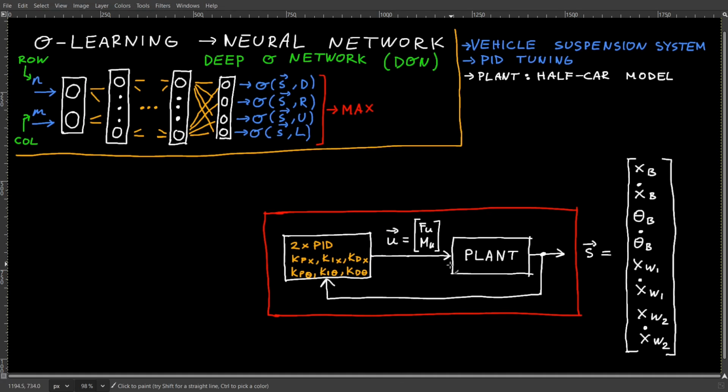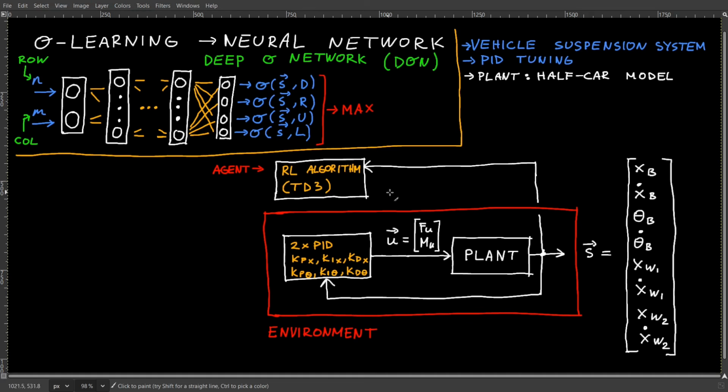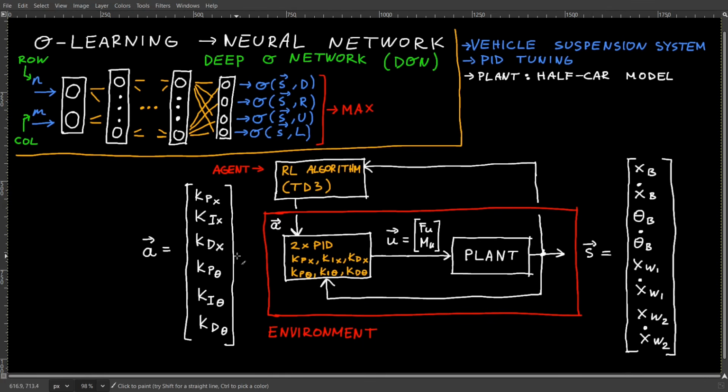Here, the plant, together with the controller, is our environment. And then this box here would be our agent, which is the TD3 reinforcement learning algorithm. And when it's already trained and deployed, then it takes in the states and then it outputs the action vector, which contains these 6 PID constants. This is when your agent is already trained and deployed.